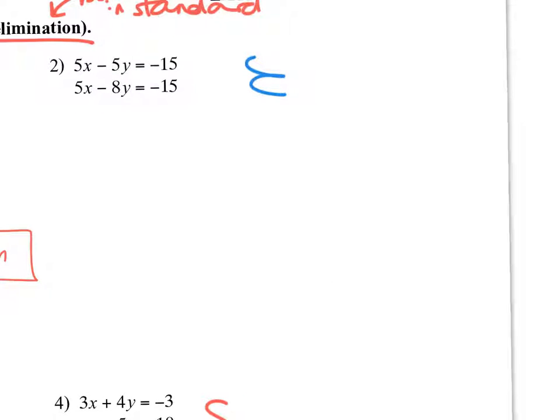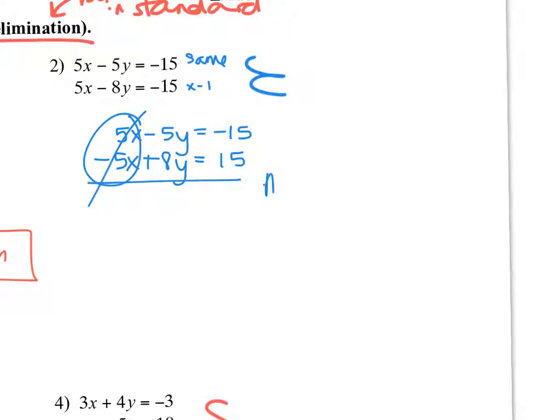Number 2, we said was an elimination problem because they're both in standard form. Notice that my x's are very close to being perfect opposites, but they're not. They're perfectly the same. So if we want to do opposites here, I'm going to have to multiply one of my equations by negative 1. So I'm going to do same, and this bottom one I'll multiply by negative 1. So I'm going to rewrite my equations. 5x minus 5y equals negative 15. And then negative 5x plus 8y equals positive 15. All right, my x's are going to cancel. Remember, I need to add. So 3y equals 0. And then divide.